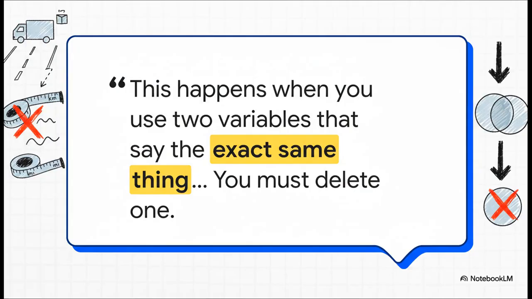And here's another problem to watch out for. It's got a super fancy name, multicollinearity. Don't worry, it's just a complicated way of saying you're using redundant information. Just imagine trying to predict delivery time using both distance in kilometers and distance in miles. They're telling you the exact same thing. It just confuses the model. The rule is simple. You have to pick one and delete the other.